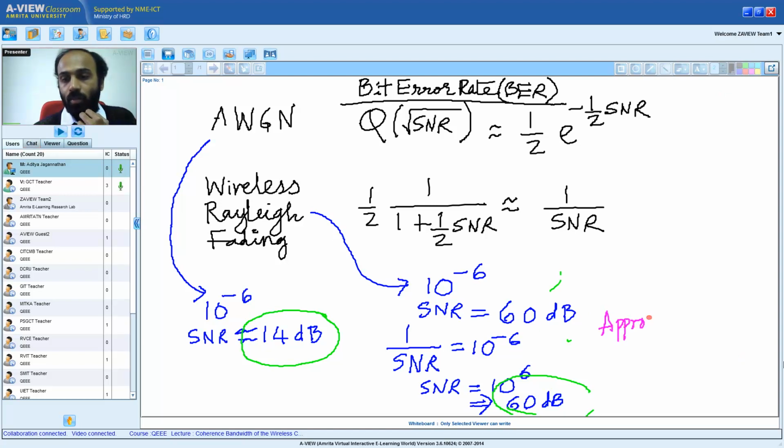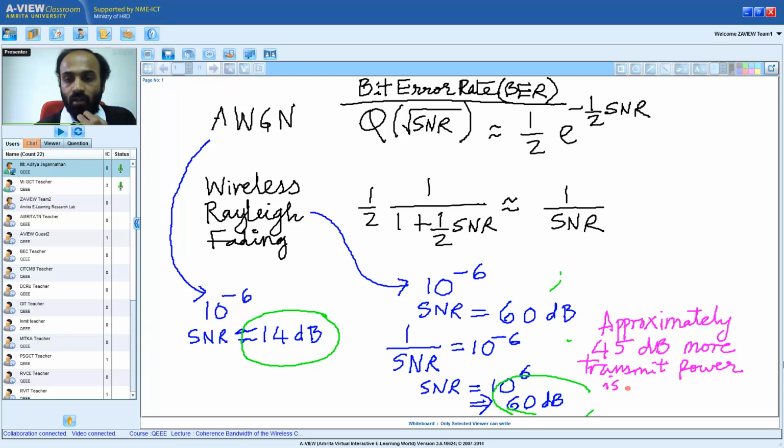So we are saying that for the same noise power, approximately 45 dB more transmit power is required in wireless. 45 dB means 10 to the power of 4.5. So you need 10 to the power of 4.5 times the power of a wireline communication system.